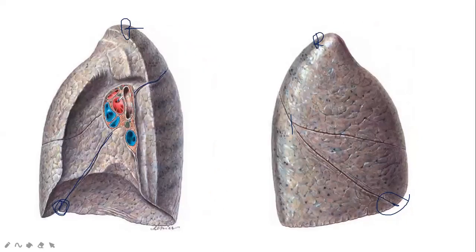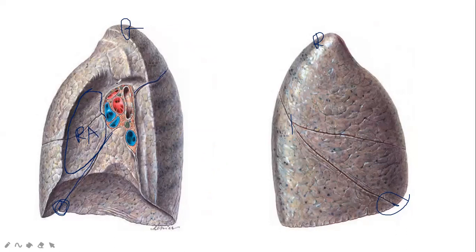Then we go on to the right lung. Which impressions do we see there? Firstly, we have this impression. It's also a cardiac impression, but this one is smaller, and not even deeper compared to the left. That's why this lung is actually larger than the left lung. This one is created mainly by the right atria.